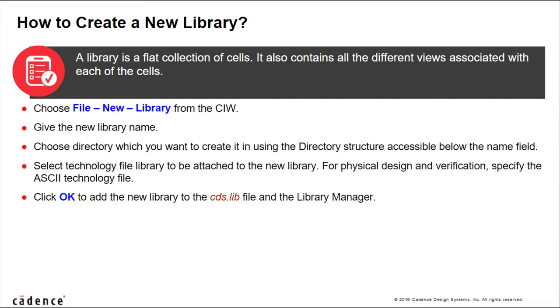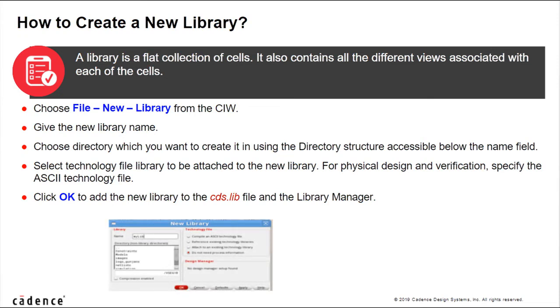Now remember that default libraries are part of your Cadence install and they will be included by definition in the cds.lib file. In case you need to add a new library, you can do it from the CIW or the Library Manager. On the slide, you see how you can create a new library from the CIW. From the CIW, go to the File menu, choose New and then Library to open the New Library form.